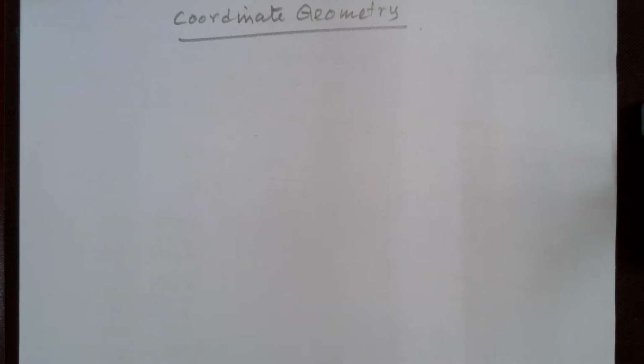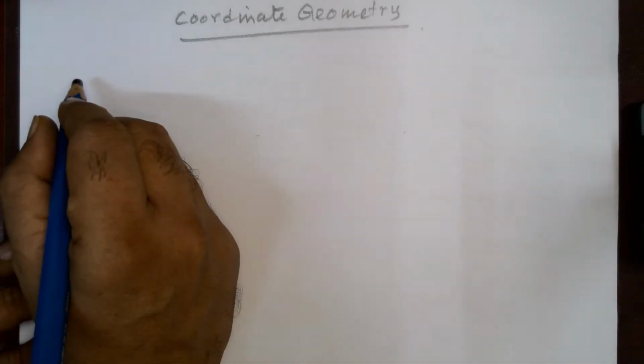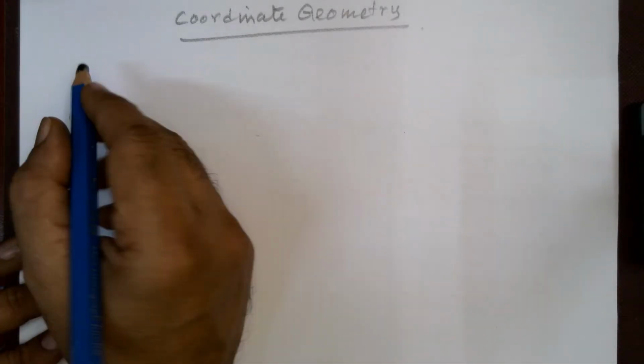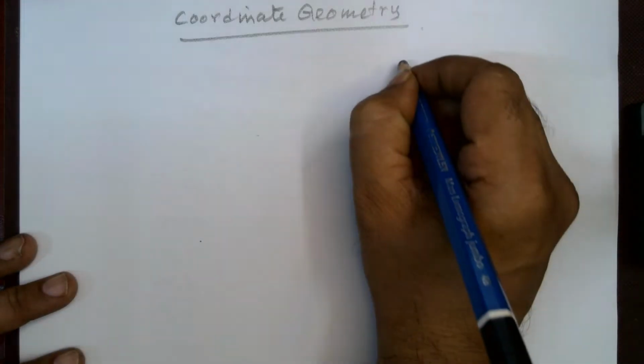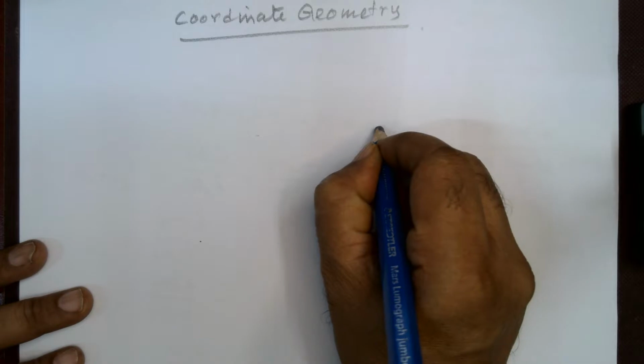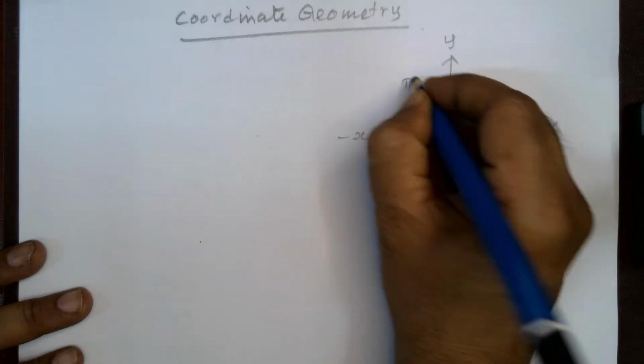Coordinate geometry. There is a system used for describing the position of a point in a plane. For example, you know about the x-axis. This is x, this is y, this is minus y, this is minus x.